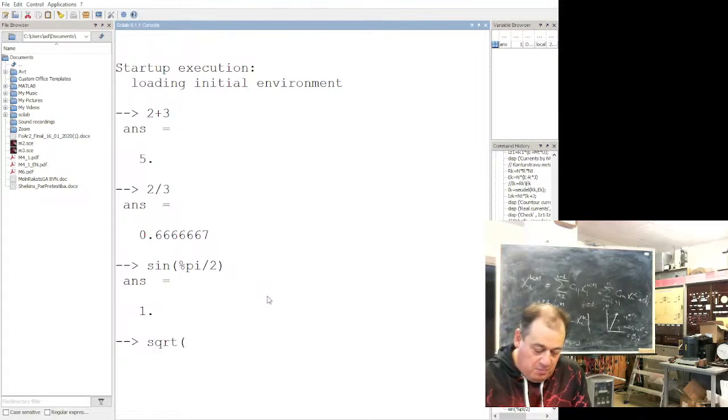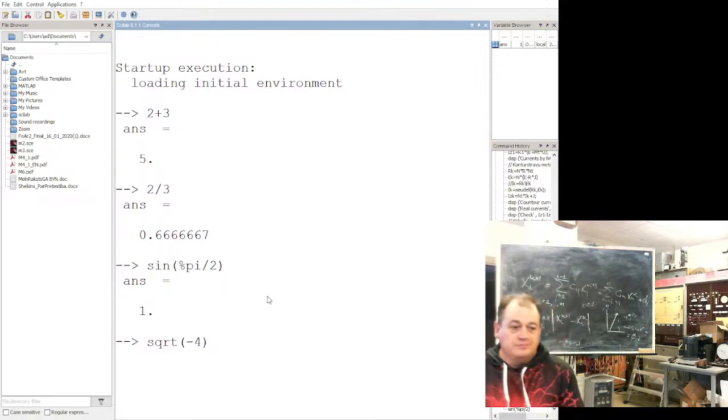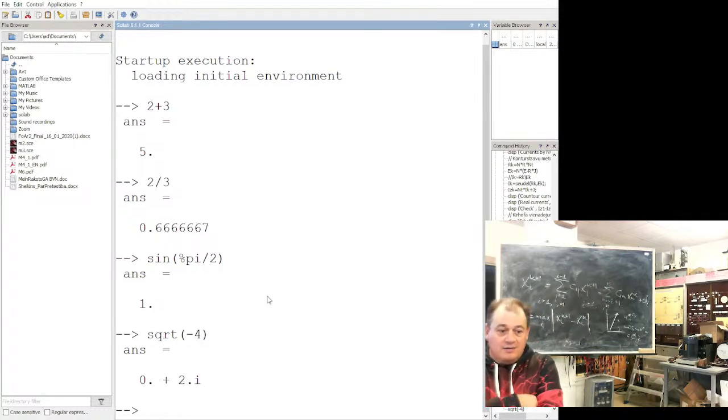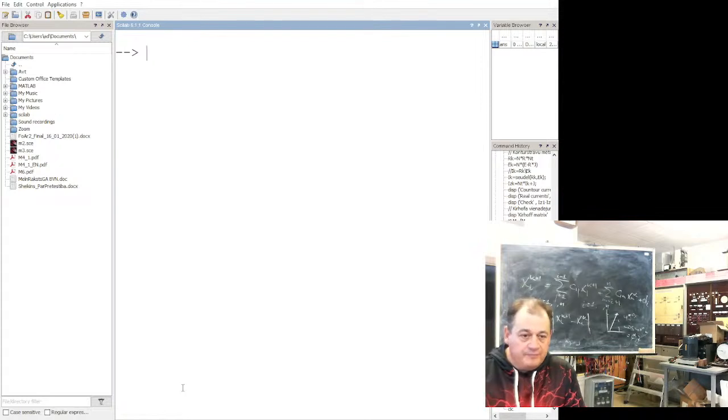SQRT of minus 4. What will happen when I press enter? I will get the square root of minus 4. I got imaginary 2, imaginary. Yeah. CLC, clear console. Very nice.